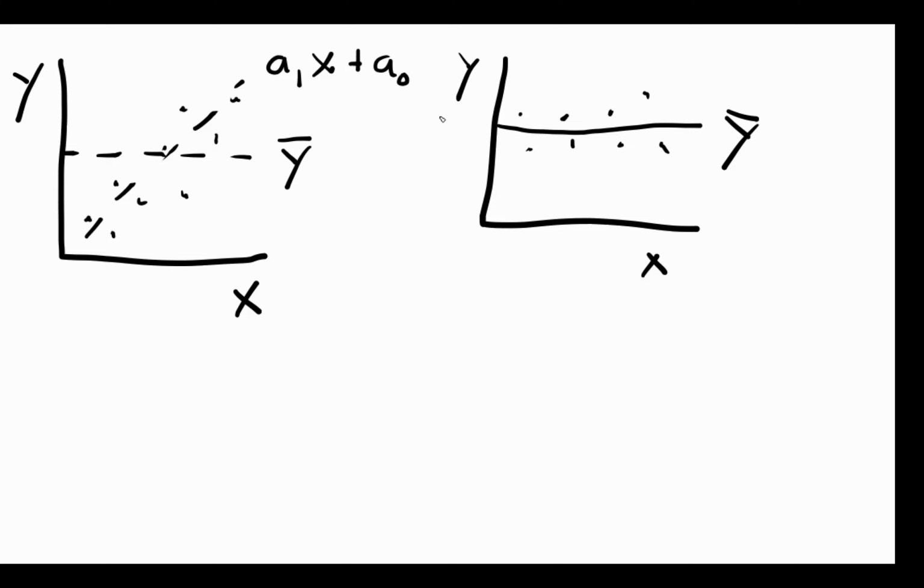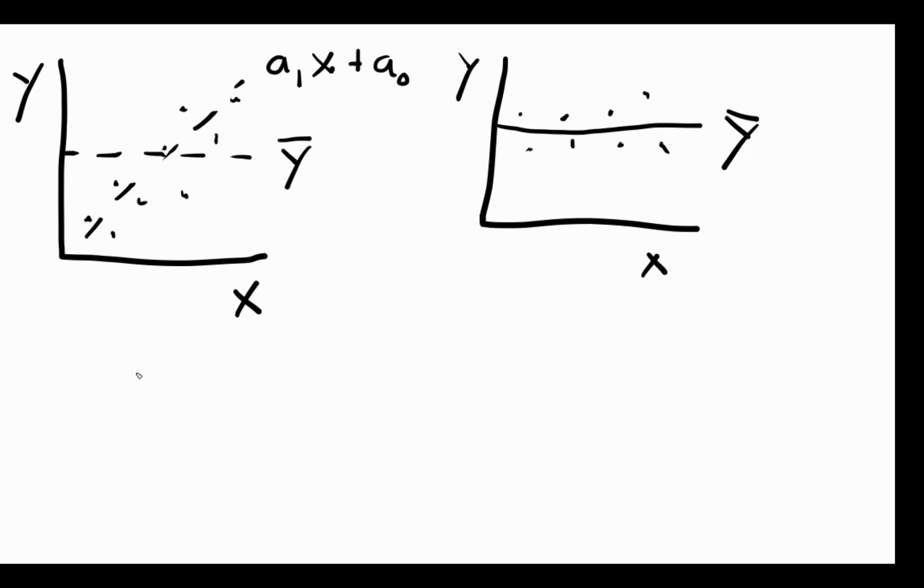But over here, if we were to draw a line that best fit the data, it would be the same line that describes the value y bar. So the linear fit of y to x does not do a better job of explaining the scatter of the data than simply taking the mean does.